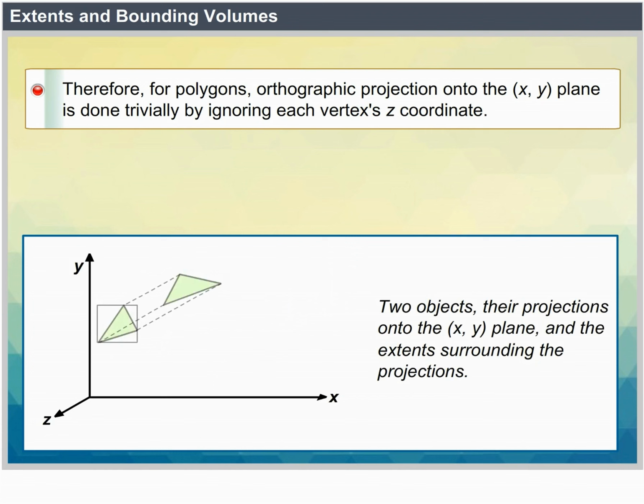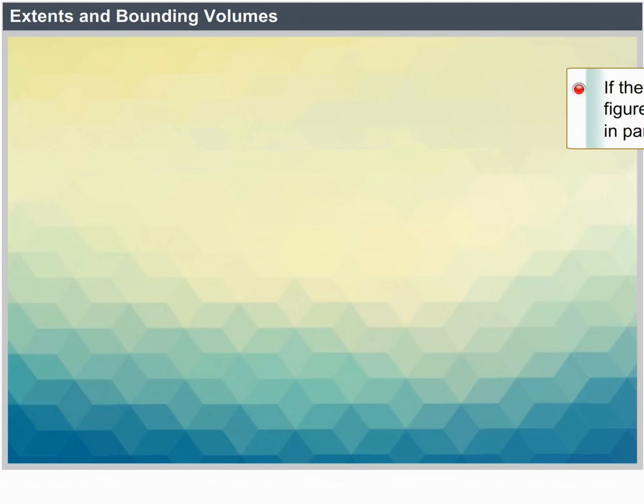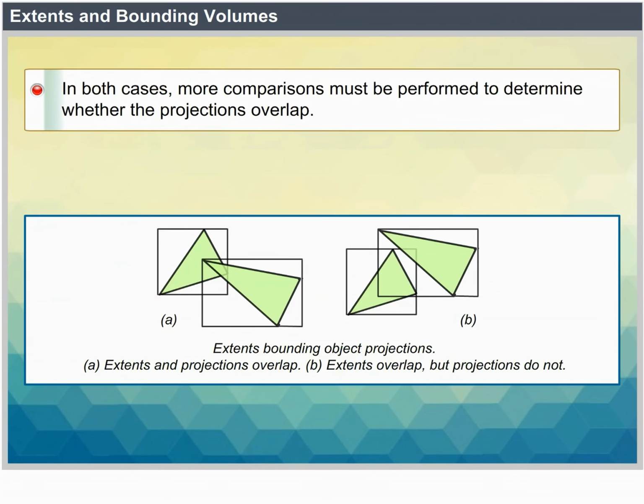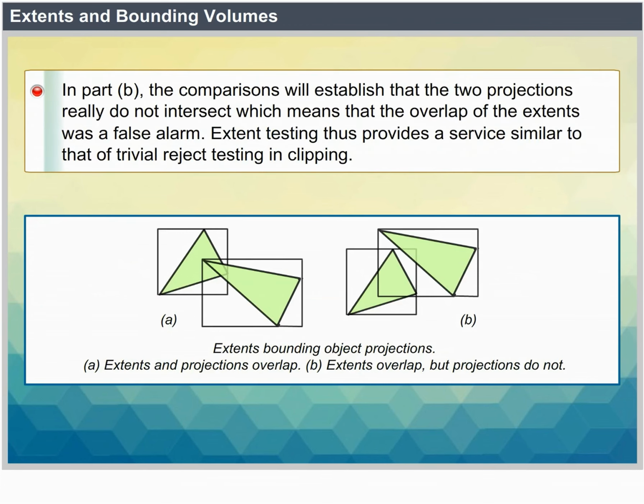If the extents overlap, one of two cases occurs, as shown in this figure. Either the projections also overlap, as in part A, or they do not, as in part B. In both cases, more comparisons must be performed to determine whether the projections overlap. In part B, the comparisons will establish that the two projections really do not intersect. In a sense, the overlap of the extents was a false alarm. Extent testing thus provides a service similar to that of trivial reject testing in clipping.